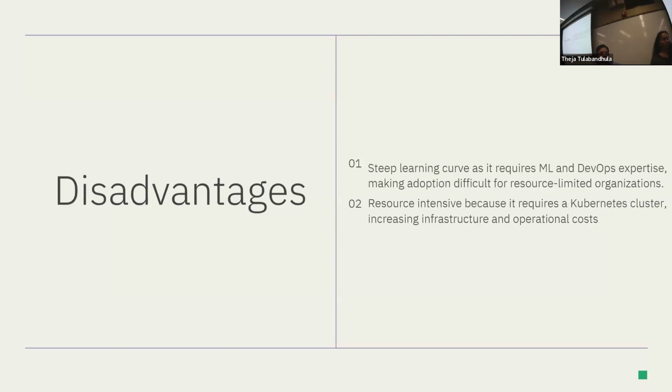It does come with some challenges. Organizations with limited ML or DevOps experience may find it challenging. The solution for that is maybe investing in training or collaborating with DevOps professionals. And the second one would be that running a Kubernetes cluster can increase infrastructure expenses and require maintenance. So in order to solve that, you can consider using cloud managed Kubernetes resources.